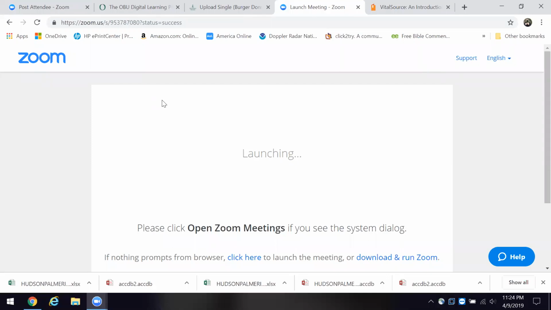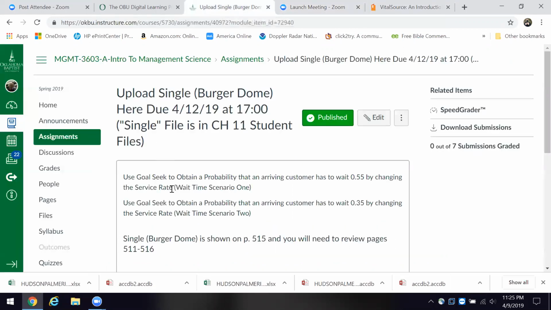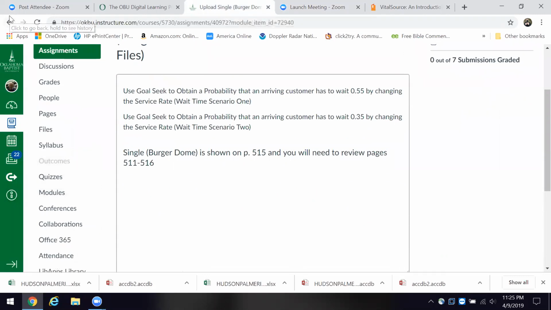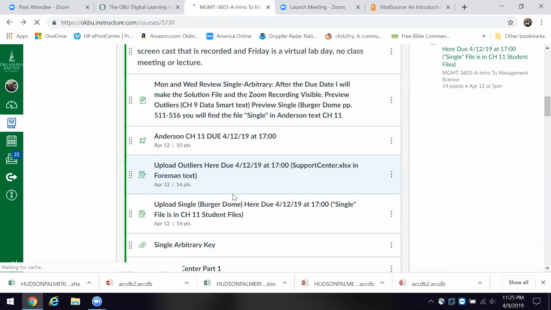Okay, everybody, as I promised, I'm doing a supplemental broadcast this week because I want a screencast, because I want to spend our time Wednesday on the outliers case. So we're going to look at the Burger Dome case, and I'll go back over here to the modules for a moment just to remind us what we've got going on.